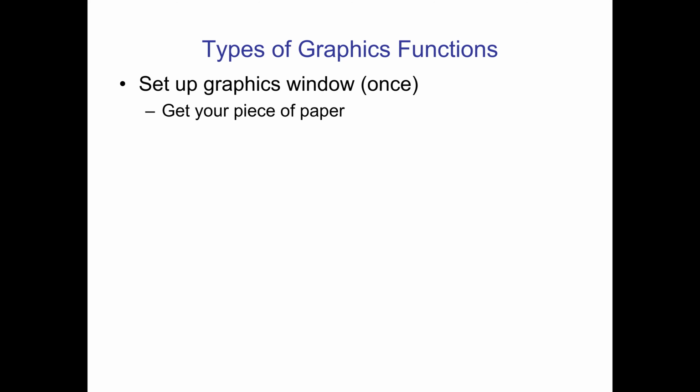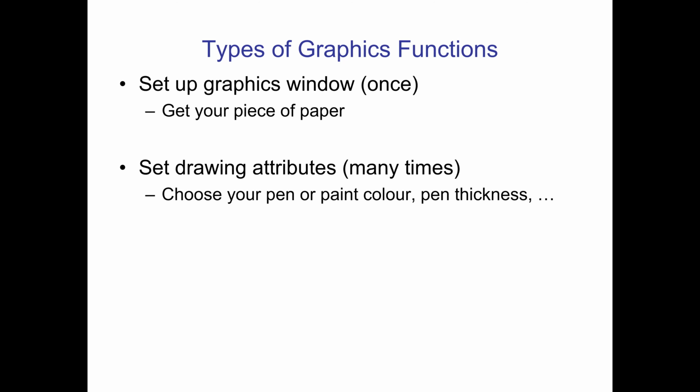Okay, so we've got a few different kinds of graphics functions. We've got some calls that you're going to use to set up your graphics window, and you're just going to do that once. So you're going to do something pretty similar to what the EasyGL example does. This is like getting your piece of paper, getting ready to draw. You're going to have some calls that are setting drawing attributes, and you're going to do those many, many times. That's like choosing what kind of pen you have, how thick it is, what color it is, etc.